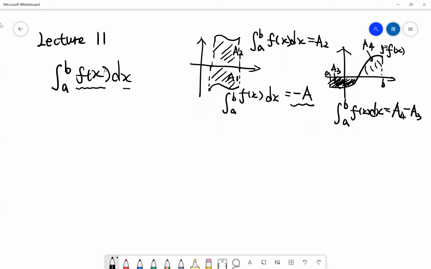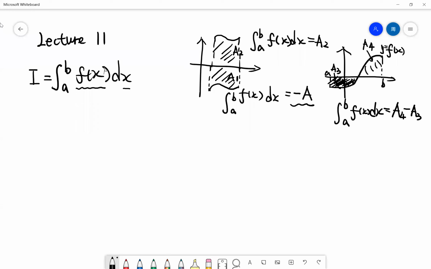So in the end, we talked about the definite integral, and we know the result of the definite integral is a constant here. So if you calculate the definite integral, you will get a value, a constant at last, not a function plus c. So you have to know that. And then we have learned the properties of the definite integral.